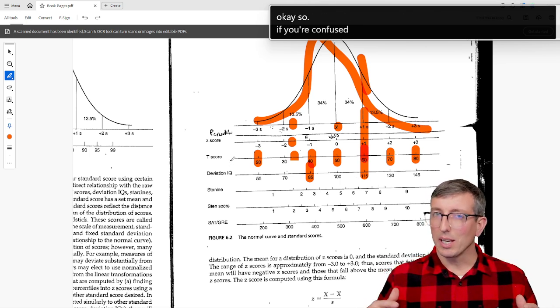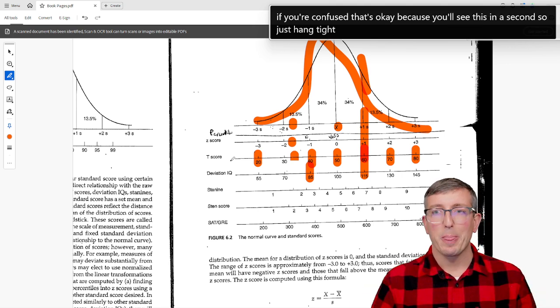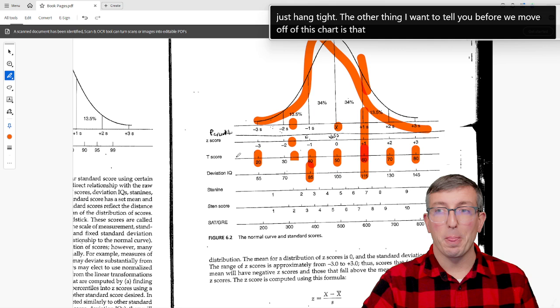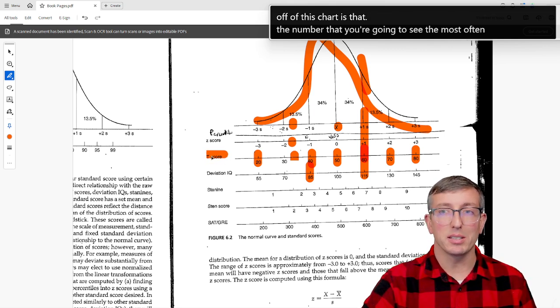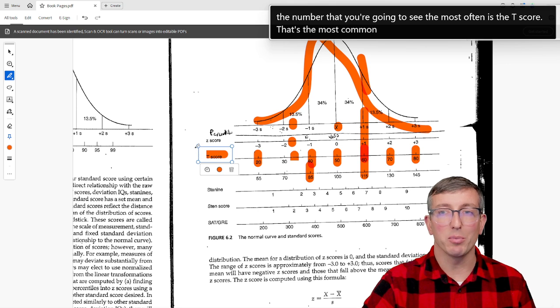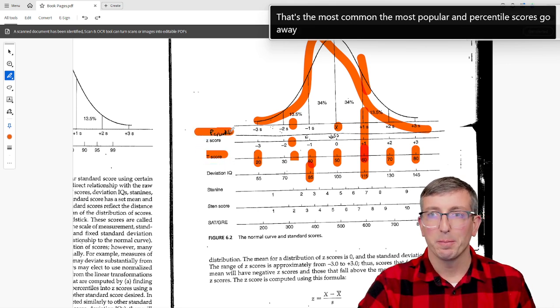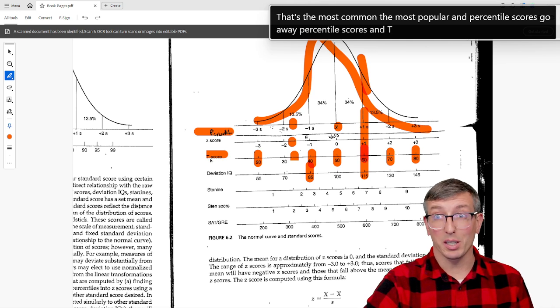If you're confused, that's okay, because you'll see this in a second. So just hang tight. The other thing I want to tell you before we move off of this chart is that the number that you're going to see the most often is the t-score. That's the most common, the most popular, and percentile scores. Percentile scores and t-scores are going to be the most common.